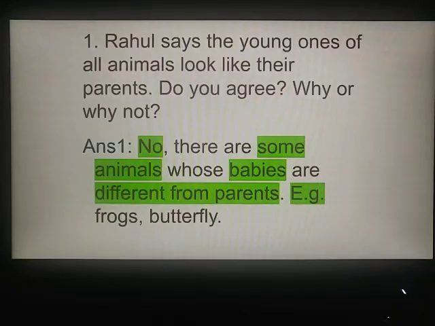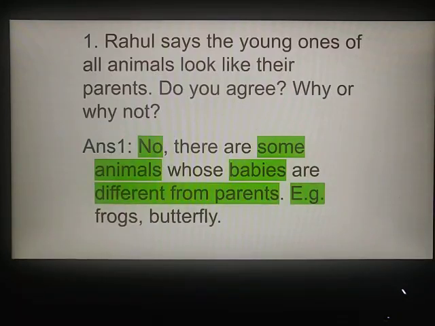Then comes the HOTS. First question of HOTS is, Rahul says the young ones of all animals look like their parents. Do you agree? Why or why not? Many a times people around you say that you look like your mother or father. Every human child when born looks like a human. It has never happened that a baby on birth looks like a fish or any other animal and later on developed into a human. But in some animals, babies are completely different from their parents.